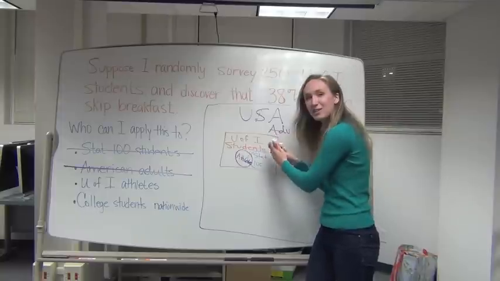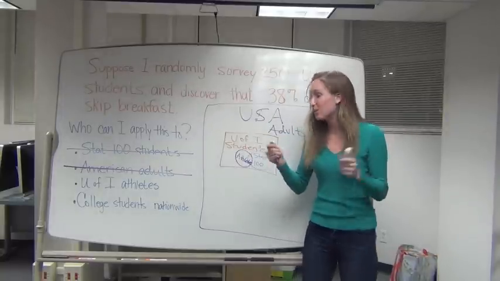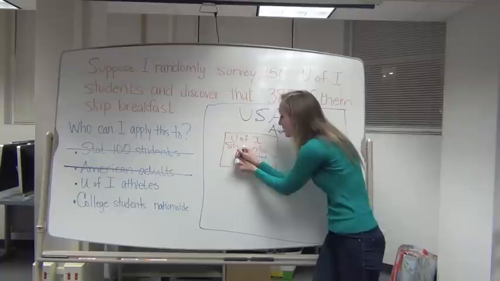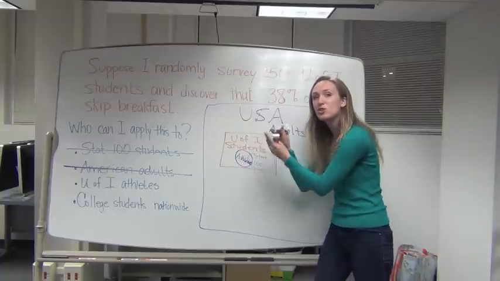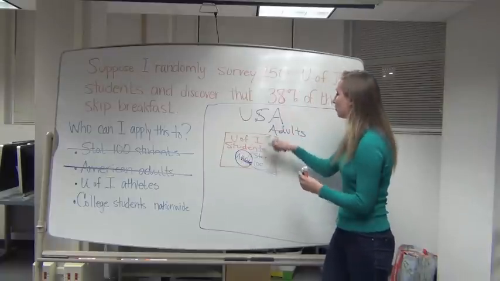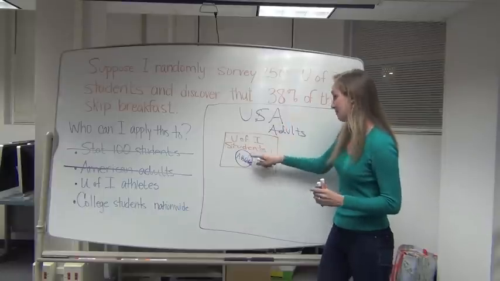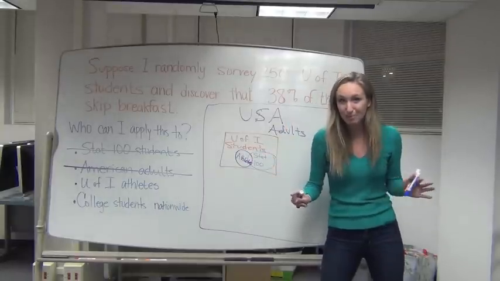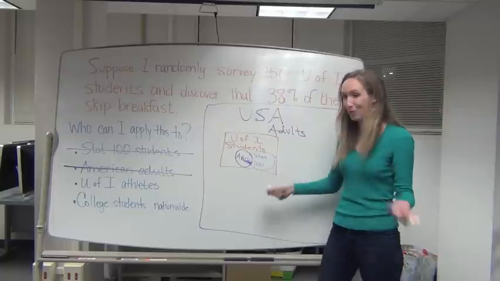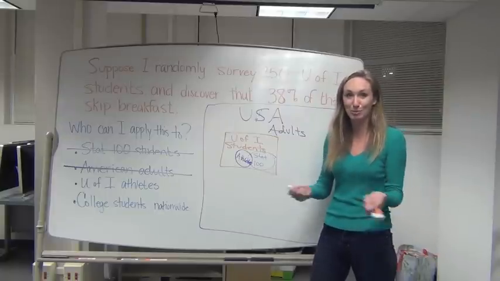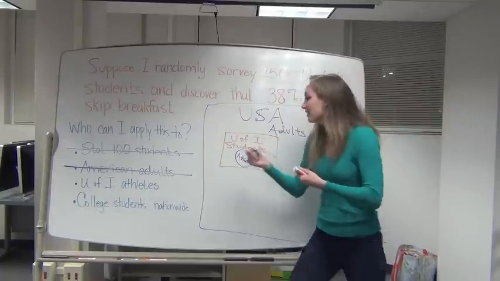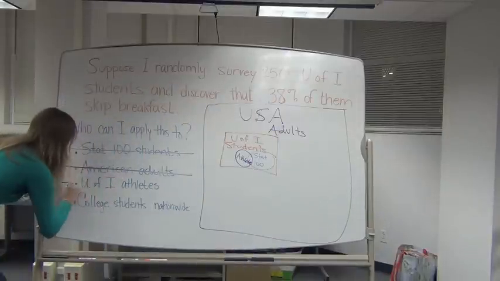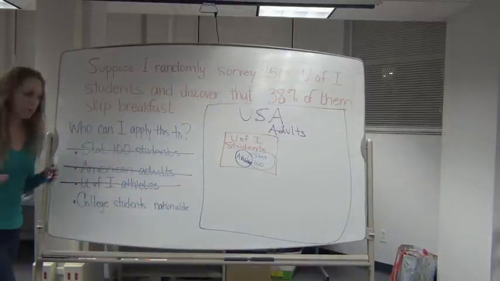Athletes and U of I students are two distinct populations. So these athletes are really just a subset inside of U of I, and it's too specific for me to apply this 38% to. I would say that very few athletes skip breakfast. They probably, more than anybody, would understand the importance of a good, healthy breakfast before they perform each day, right? So no, athletes, that's too specific compared to the population that I sampled from.